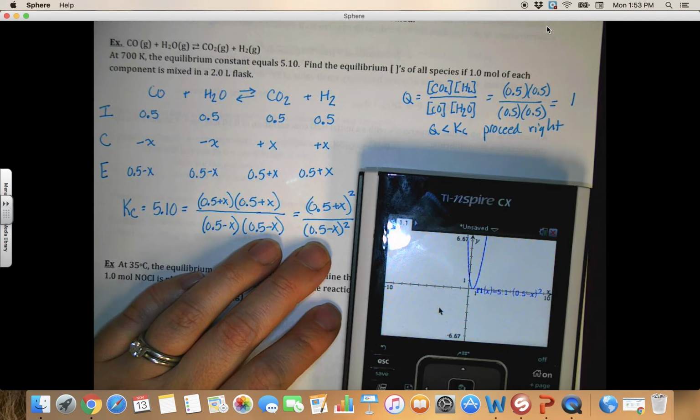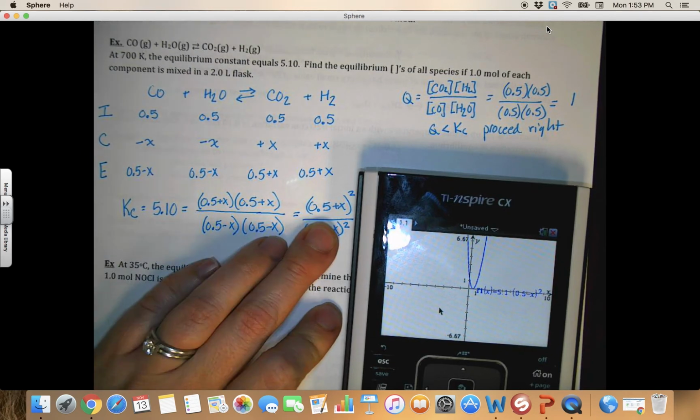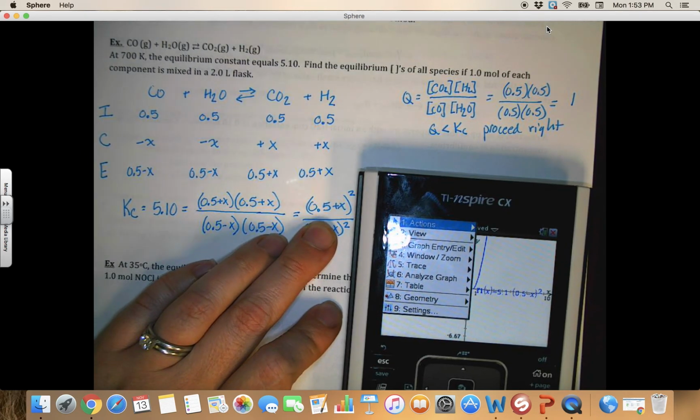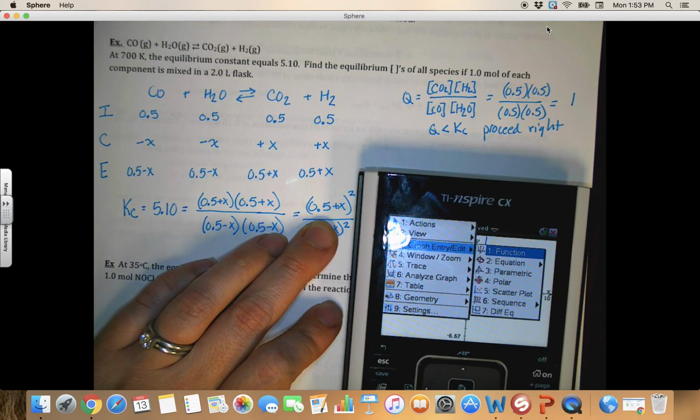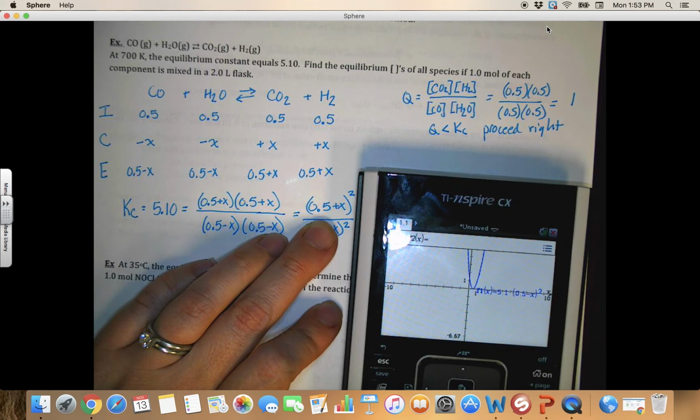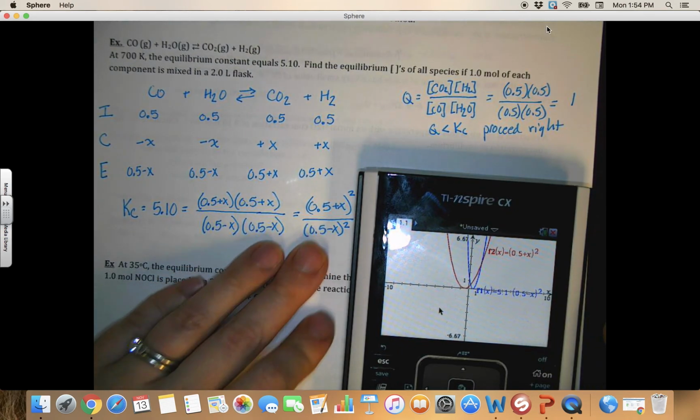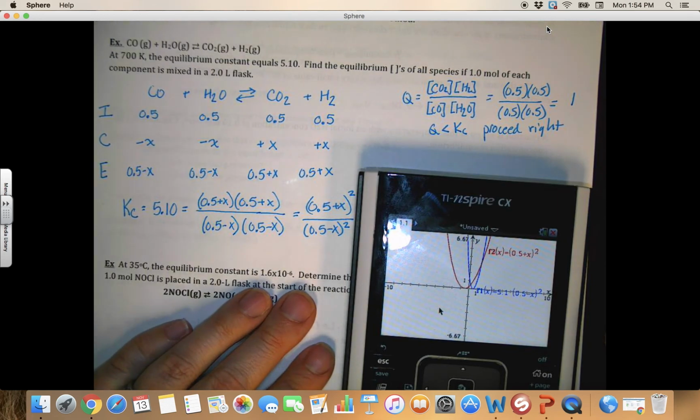Okay, and there we graph it. And then I can add in my second equation, which is going to be 0.5 plus x squared. So I hit menu 3, 1, and I'm going to graph this in. So 0.5, notice I'm going to use my parentheses, plus x squared. Alright, so I've got these. So I've got two parabolas, and if you notice, there are two intersections.